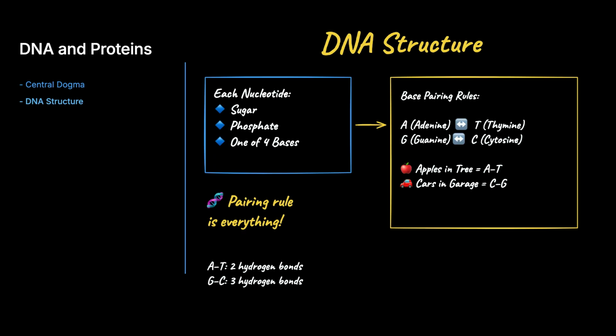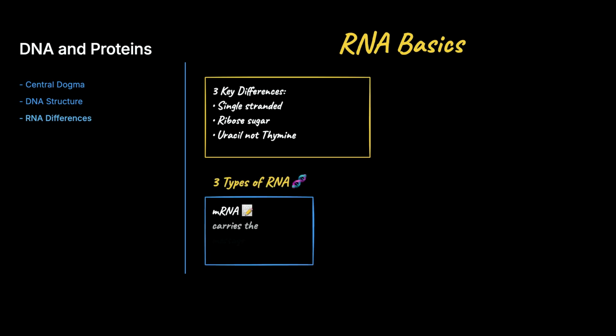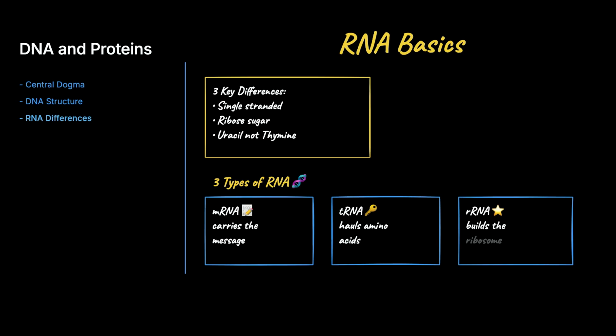A handy mnemonic links apples in the tree with cars in the garage. RNA is DNA's working partner, and 3 differences set them apart. RNA is single-stranded, not a double helix. Its sugar is ribose instead of deoxyribose, and it swaps thymine for uracil.